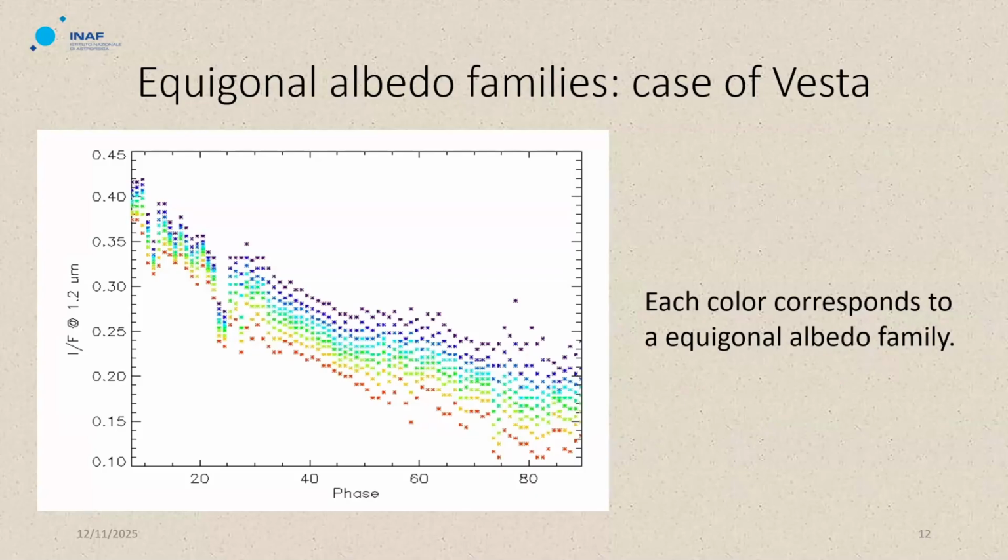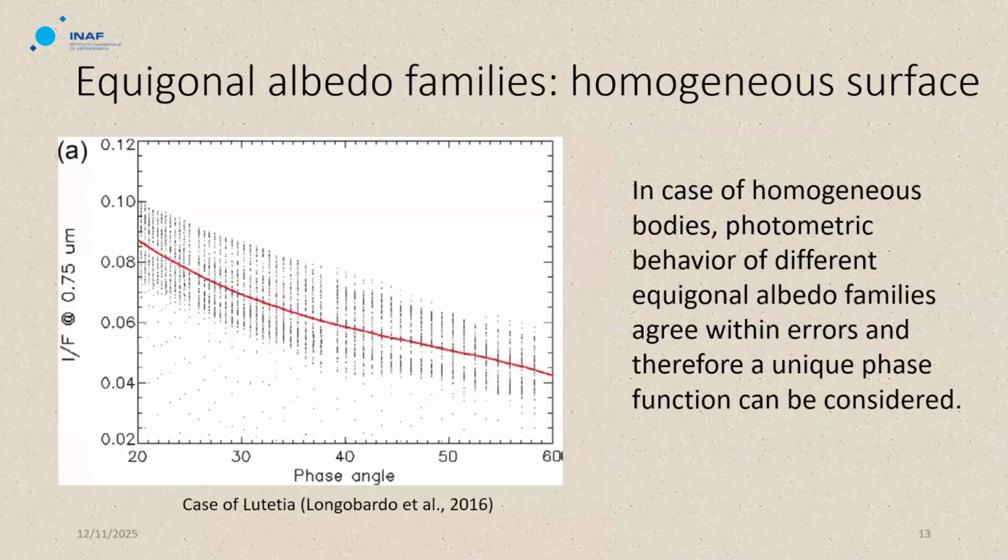So we have here a 10% equigonal albedo family, and we can see that there are different behaviors, for example, between the purple dots and the red dots. We can see that the slope of the phase function is different. This was the case of Vesta, which is a heterogeneous body, but in most cases it happens that the equigonal albedo families have the same phase function. So, because the body is homogeneous, we can assume a unique phase function for the entire body. This is the case of Lutetia.